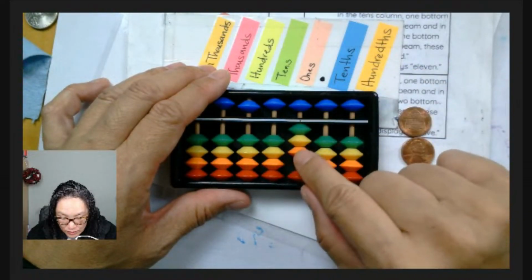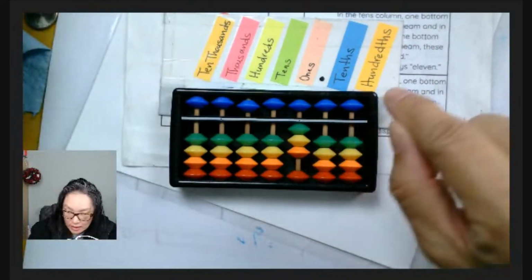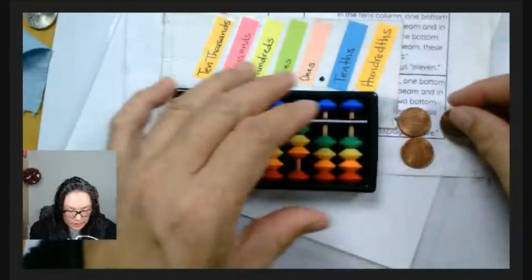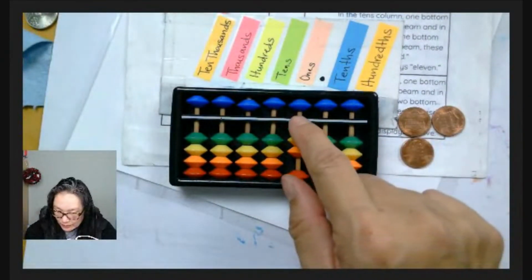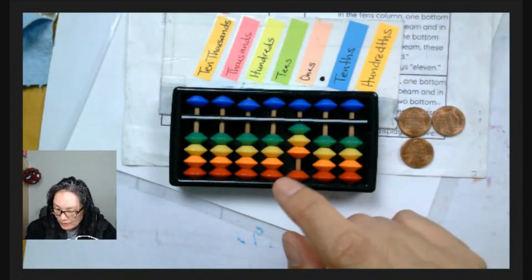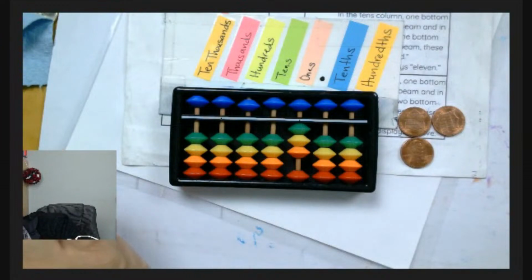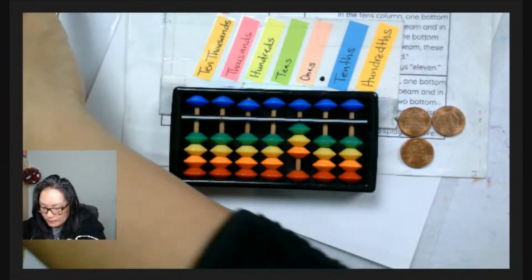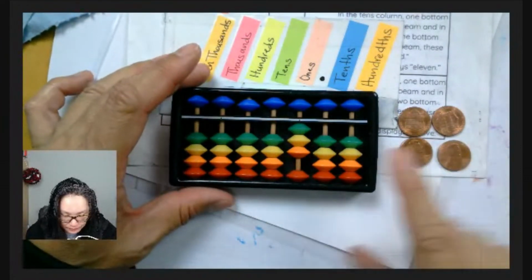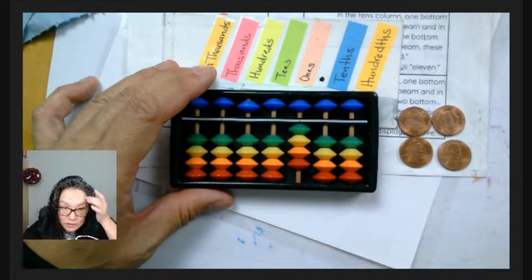So what we're looking at is how to read the abacus. This is three. So if I show you another penny, this is three, right? Three pennies with three beads. I'm trying to relate them together. It might make more sense when I have four. One, two, three, four. Okay.